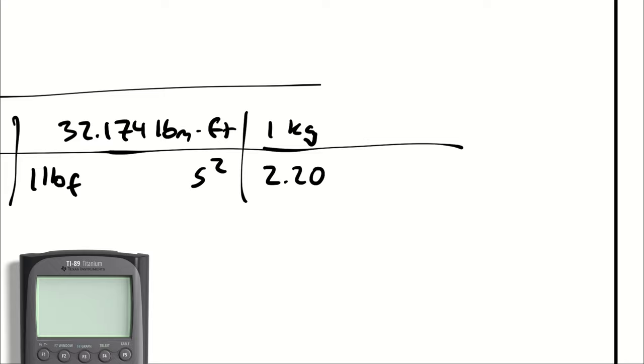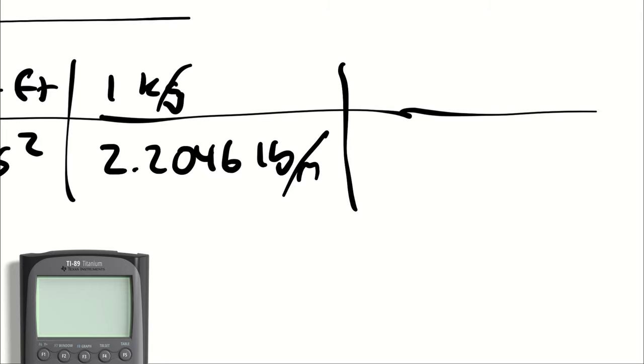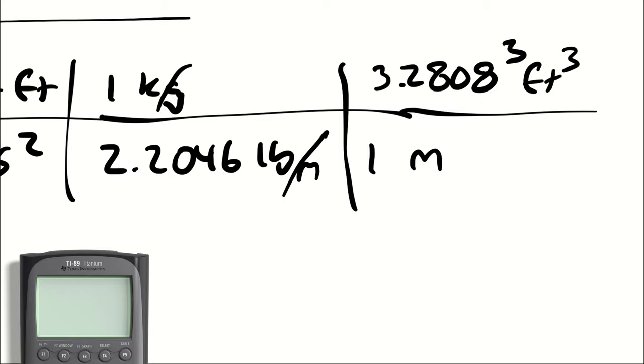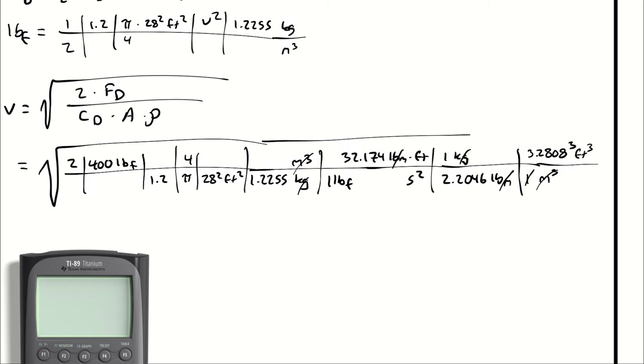is 2.2046 pound mass, and then I want to convert meters to feet. 1 meter is 3.2, get that 808 bump, cubed, feet cubed, 1 cubed, meters cubed. Meters cubed cancels meters cubed, pound force cancels pound force, leaving me in feet to the fourth power divided by second squared. Oh, I'm missing these two. Okay. All of a sudden I got worried. So that leaves us with feet and feet in the numerator, and seconds squared in the denominator, which, when I take the square root, is going to leave me with feet per second.